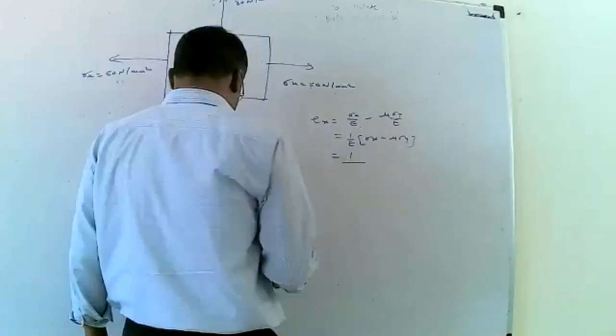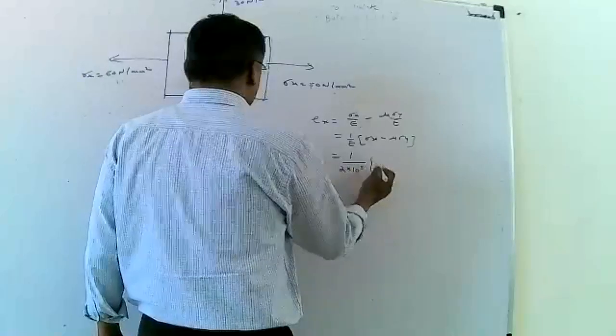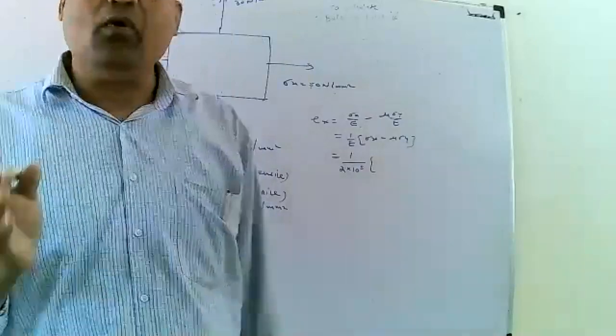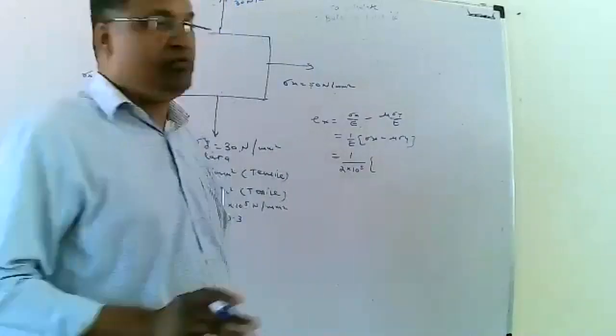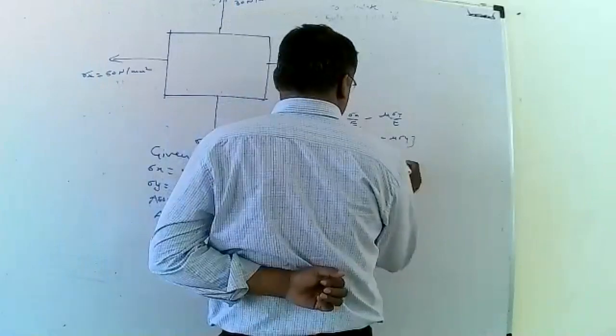Then we substitute the values: 2 into 10 raised to 5, sigma x. Both are tensile. Tensile means positive, and compressive means negative. Both are positive.